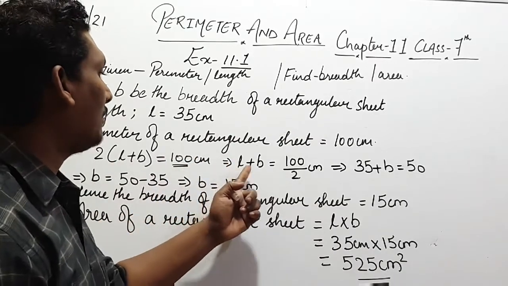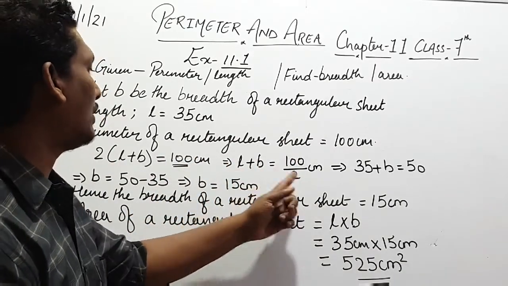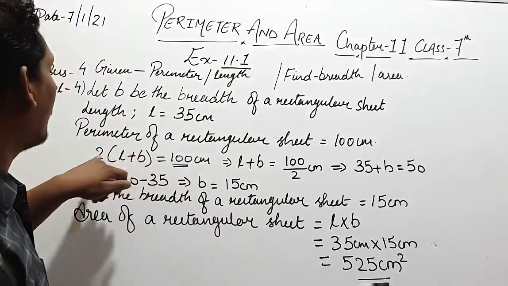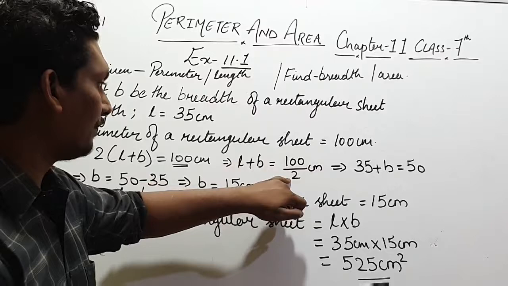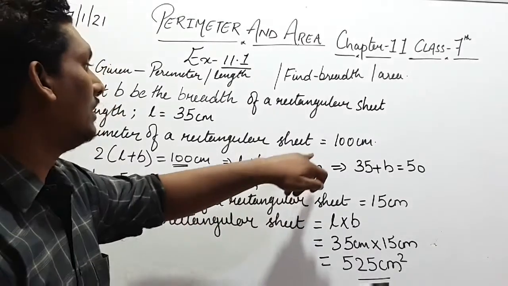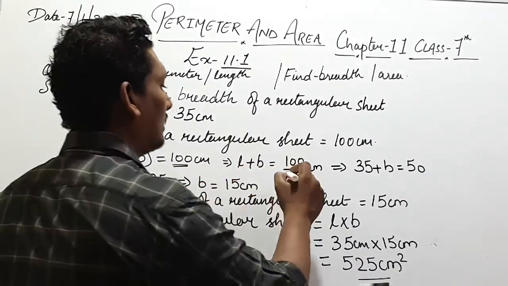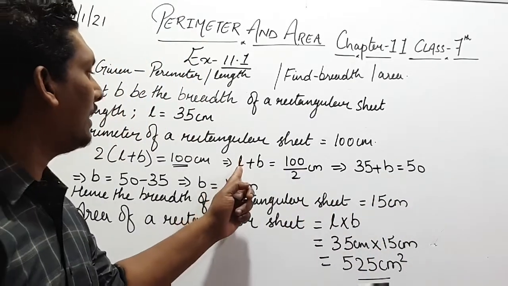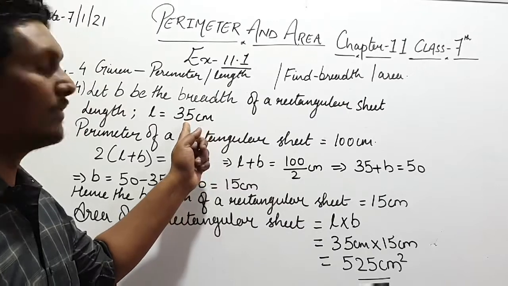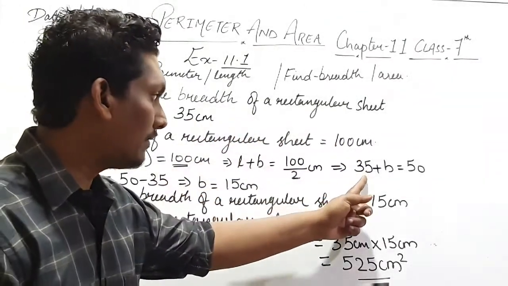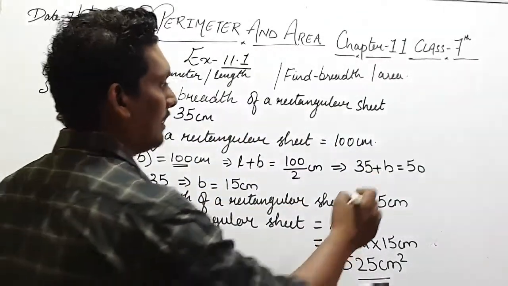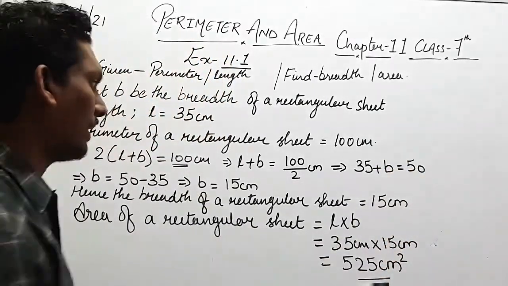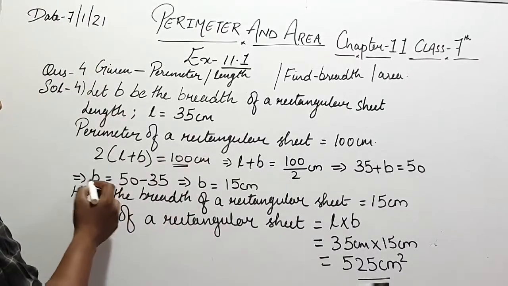Next step is L plus B is equal to 100 by 2. We have studied this in chapter number 4. This 2 we have to shift to the denominator. When you cut this 2 and 100, you will get 50 here. Now in the place of length, the value given is 35 centimeter. So 35 plus breadth is equal to 50.